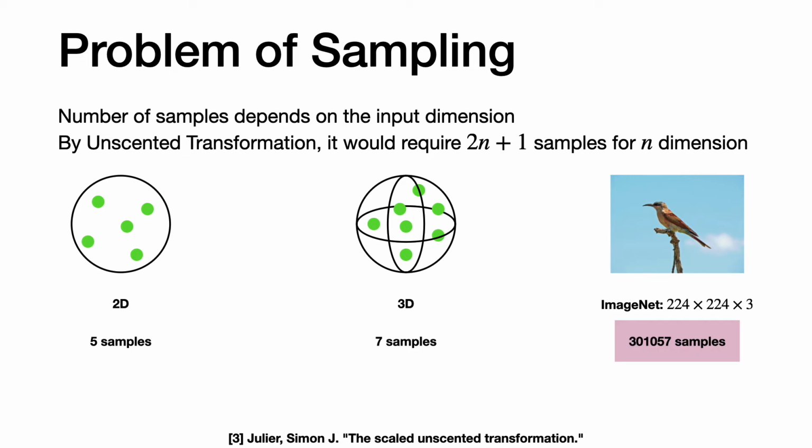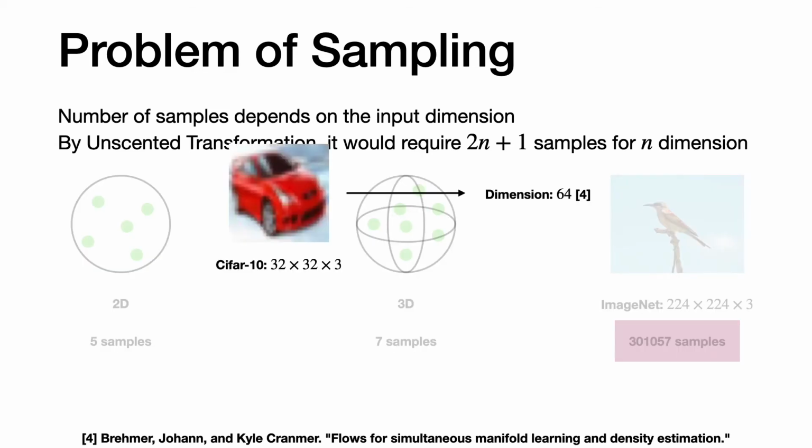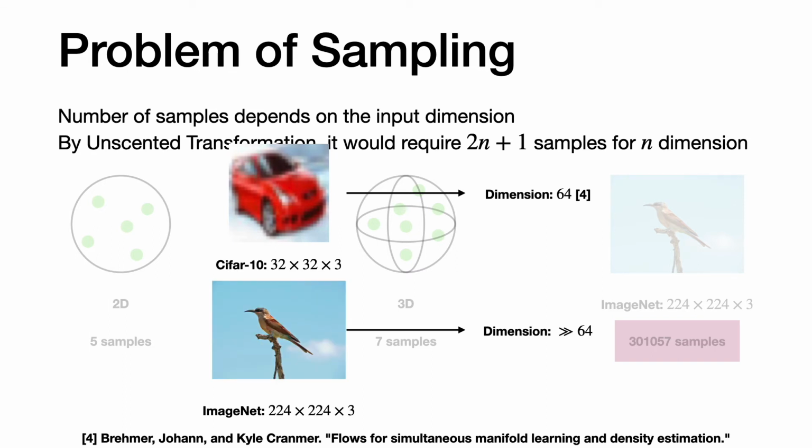If we assume that the image data lies in some low-dimensional manifold which can be identified, the number of samples will depend on the dimensionality of the manifold, that is, the true degrees of freedom of the data. But even for CIFAR-10 data, which is only 32 by 32 by 3 dimensions, it at least lies in dimension 64. For ImageNet, the dimension would be much higher than 64.